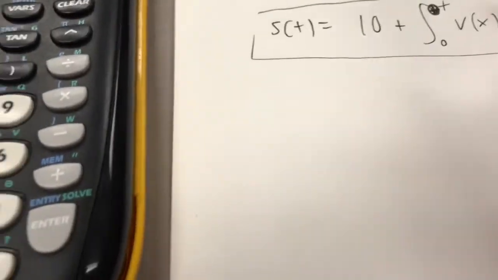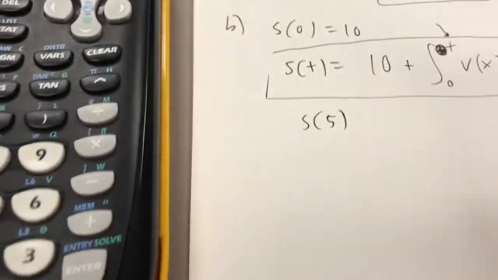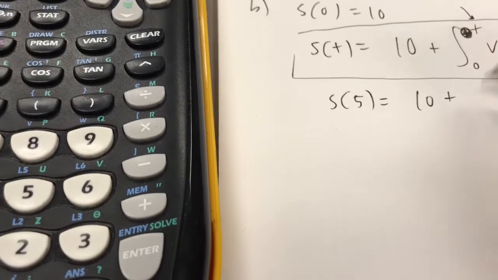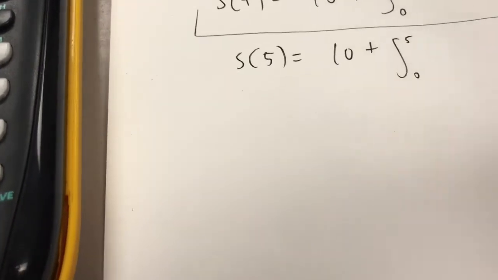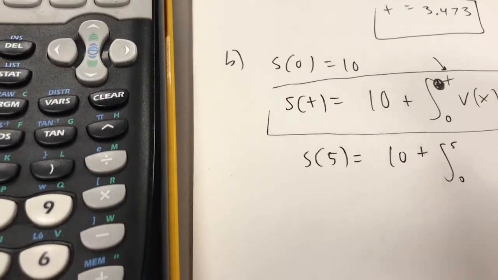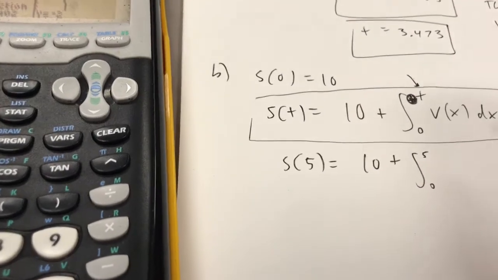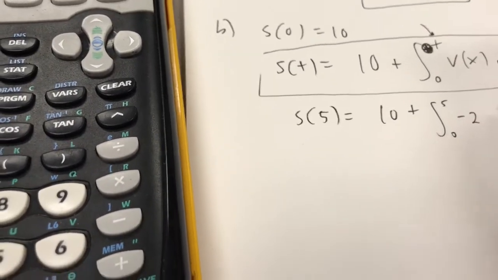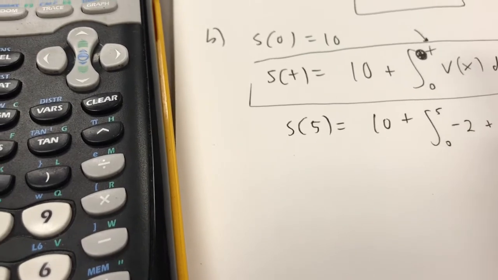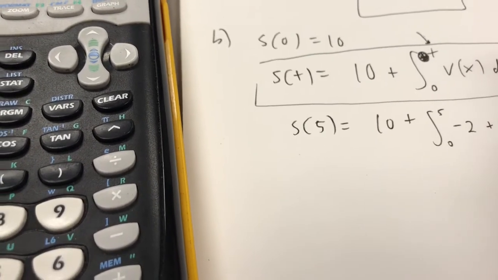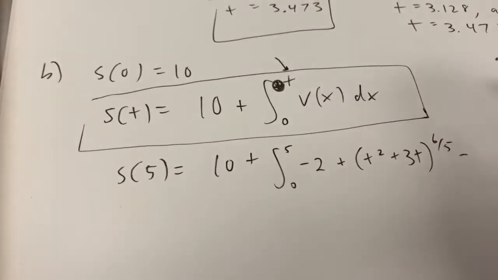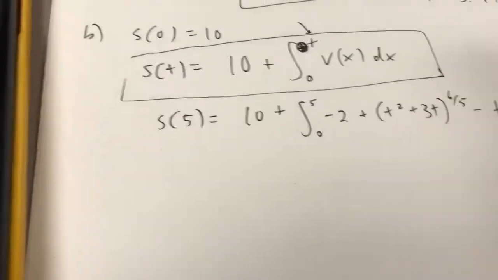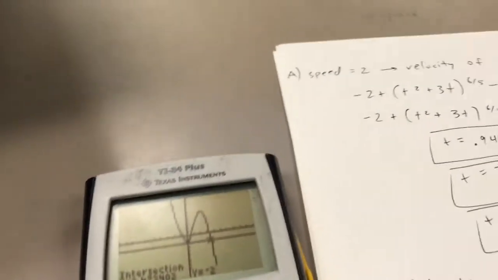But anyway, to actually evaluate it, they wanted us to find s of 5. So we're going to start out at a position of 10, and we'll take the integral of the velocity from the starting time of 0 to the ending time of 5. And remember that velocity function was -2 plus t squared plus 3t to the 6/5 power minus t cubed. You should just be able to put that in the calculator and get an answer here. So let's go ahead and try this.